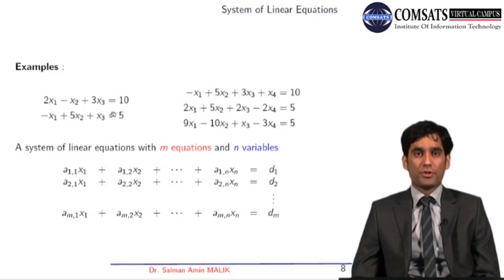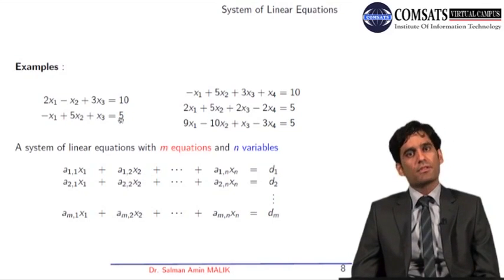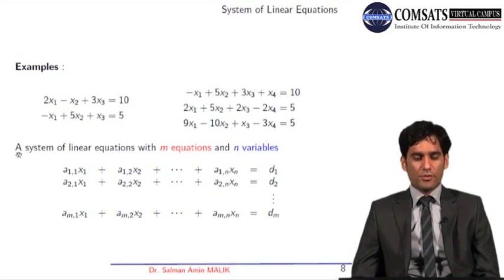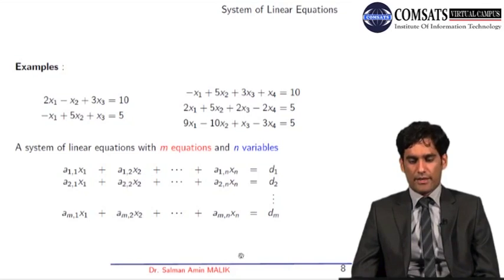Now I am going to define generally a system of linear equations which has m equations and n variables. A system of linear equations with m equations and n variables is defined as follows, where a11 is the coefficient of x1. Here we have the variables x1, x2, and so on up to xn, equals d1. This is the first equation. For the second equation, I have the same variables but with different coefficients.